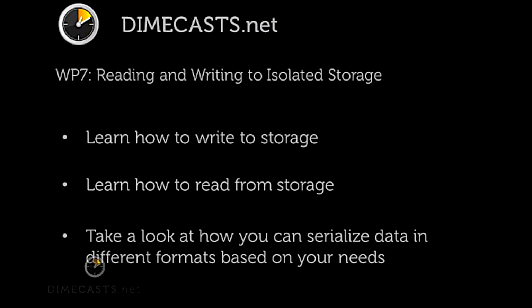In this episode, we're going to take a look at how we can read and write data to the isolated storage of the Windows Phone 7 platform. We're going to take a look at three different things. We'll first take a look at how we can write to the isolated storage. We'll then turn around and take a look at how we can read that data back out of storage. And we'll take a look at multiple different ways that we can serialize our objects in order to save to isolated storage, and we'll take a look at the size difference versus the flexibility of the two different formats. So let's go ahead and get started.